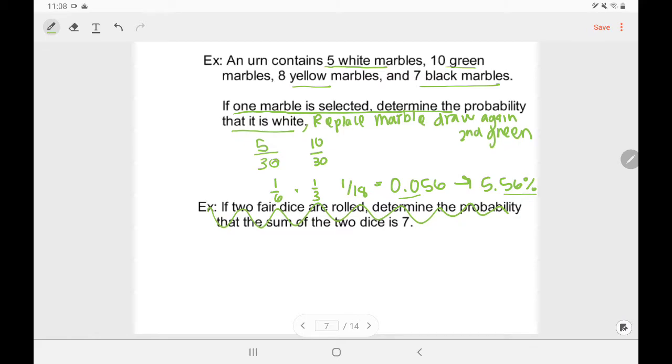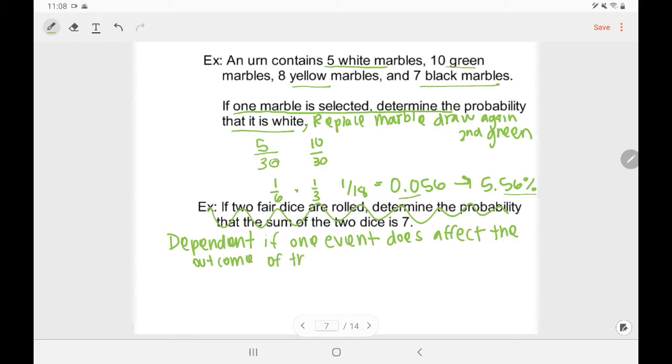2 events are deemed to be dependent, and I want you to write this definition down. It's not going to be on a hard page, so write this down. 2 events are dependent if one event does affect the outcome of the next or the second.